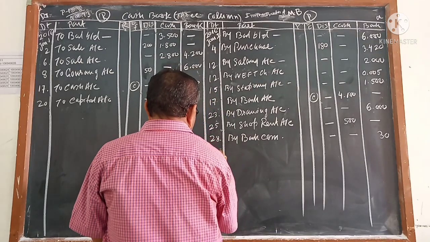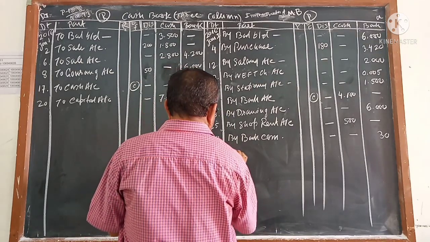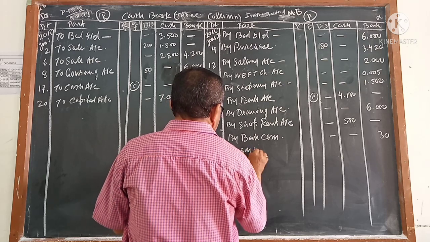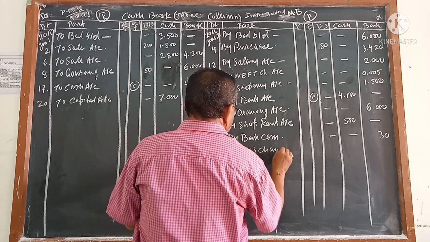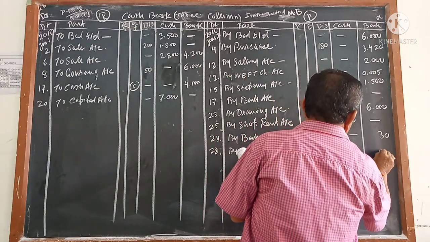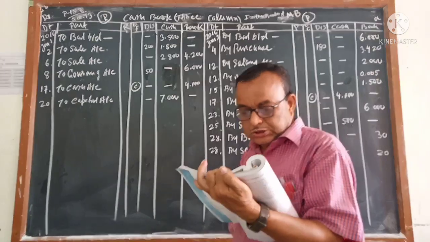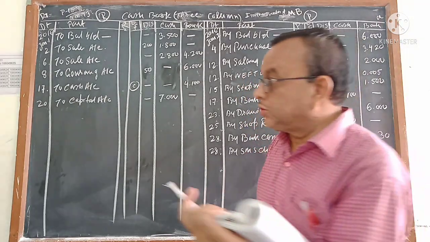And once again on 28, ₹20 for SMS charges. For SMS charges, that also is 20. Correct?